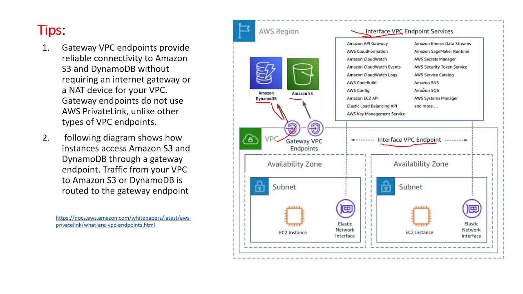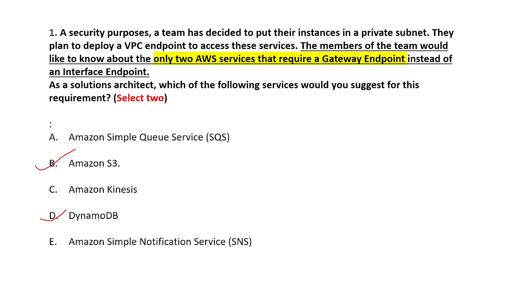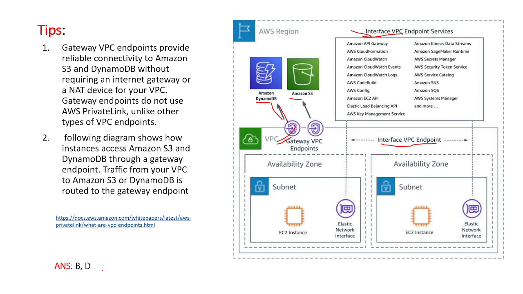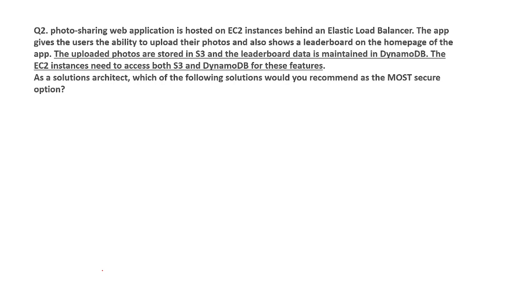There are multiple services: SNS, SQS, Kinesis, API Gateway, CloudFormation, CloudWatch. For these you require an interface endpoint. But if you want to connect to Amazon DynamoDB and S3, you require the gateway VPC endpoint, and that is the same thing asked in our question. You can see they clearly ask for a gateway endpoint instead of an interface endpoint. So I'm going to choose answer B and D. Let's reveal the answer. Yep, the answer is B and D. Okay, we'll go to the next question.